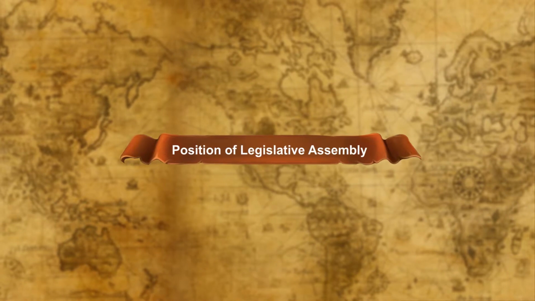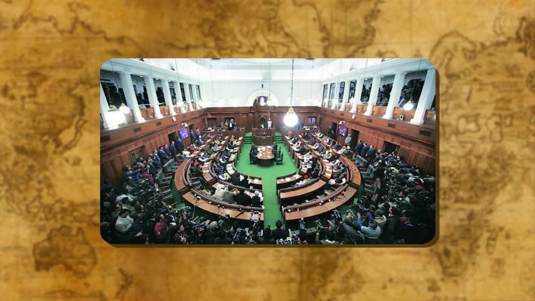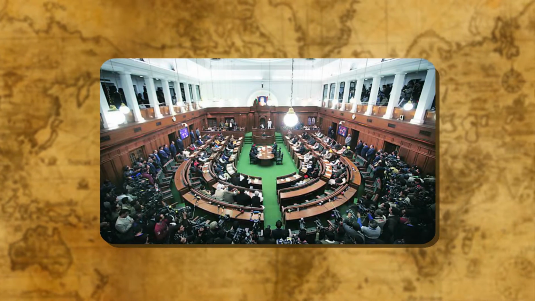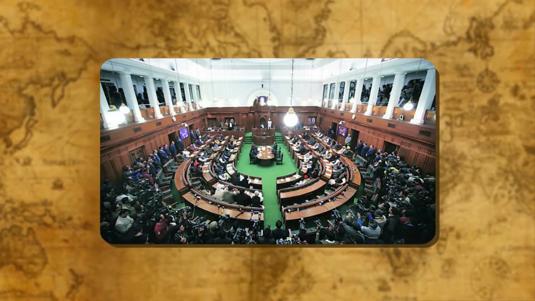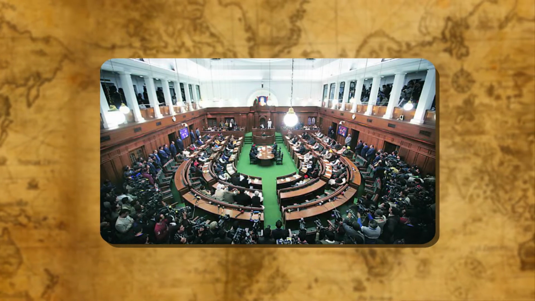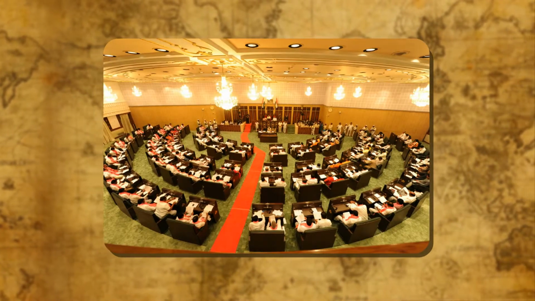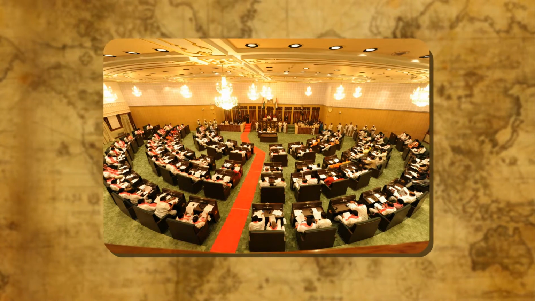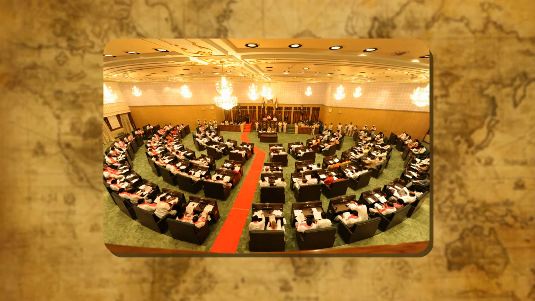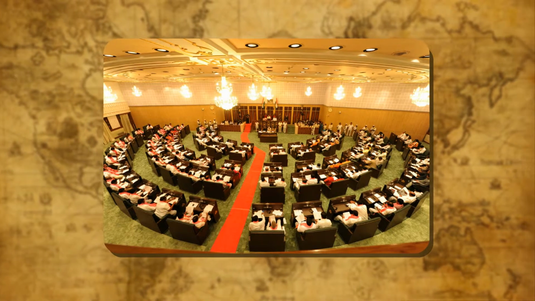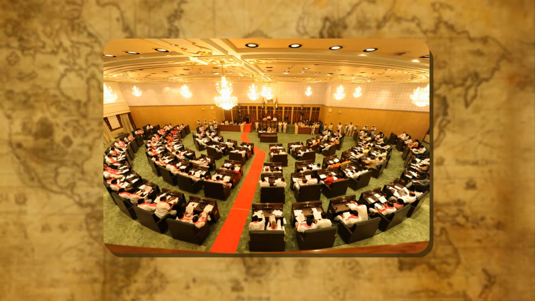Position of Legislative Assembly. The position of the State Legislative Assembly is very strong. It enjoys all the legislative powers of the state. If there is a Legislative Council also, it is very weak in comparison to the Legislative Assembly. It has control over the legislature and also on the state executive.